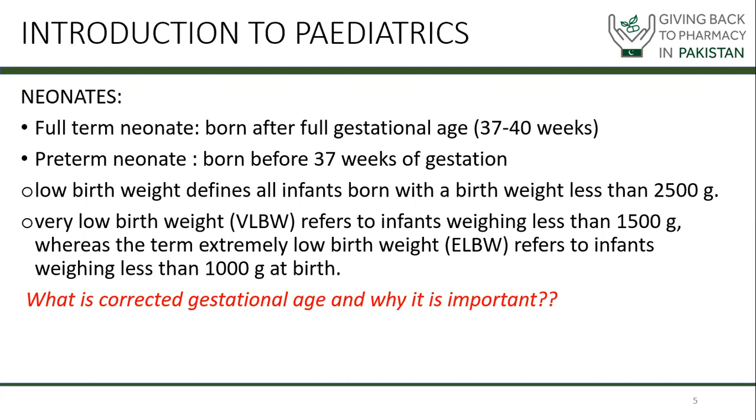There are many doses which are calculated with the corrected gestational age, and there are many drugs that are administered irrespective of the baby being born prematurely or irrespective of the corrected gestational age. For example, if we talk about vaccines, many vaccines are administered irrespective of the weight and age of the patient, especially in neonates, except hepatitis B, for which the CDC recommends that if a patient has weight less than 2 kg and is preterm, we should administer the hepatitis B vaccine after 1 month.